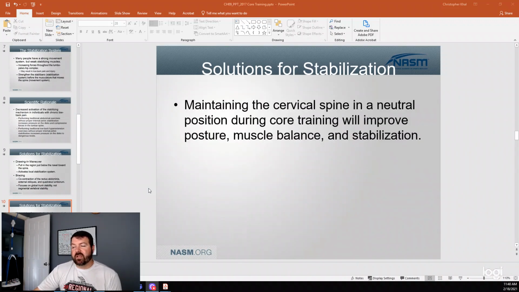Solutions for stabilization: maintaining the cervical spine in a neutral position during core training. It will improve posture, muscle balance, and stabilization. That cervical spine, as well as just the neutral spine, is easy to get feedback from, but kind of hard to execute for some people. An easy way to maintain that cervical spine in neutral for any activity is to have feedback from someone else or something.